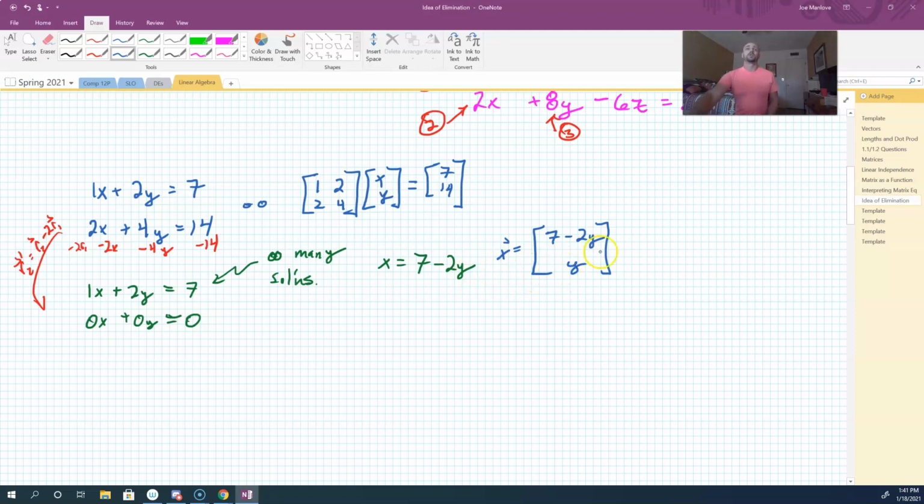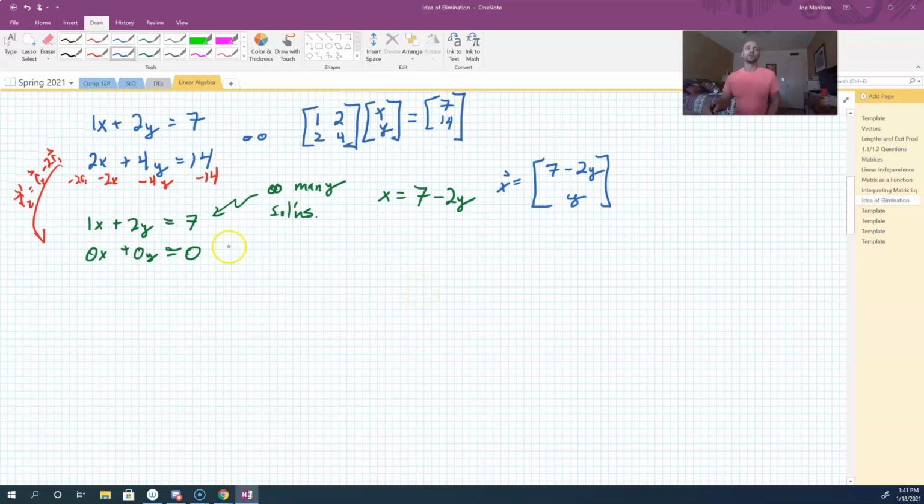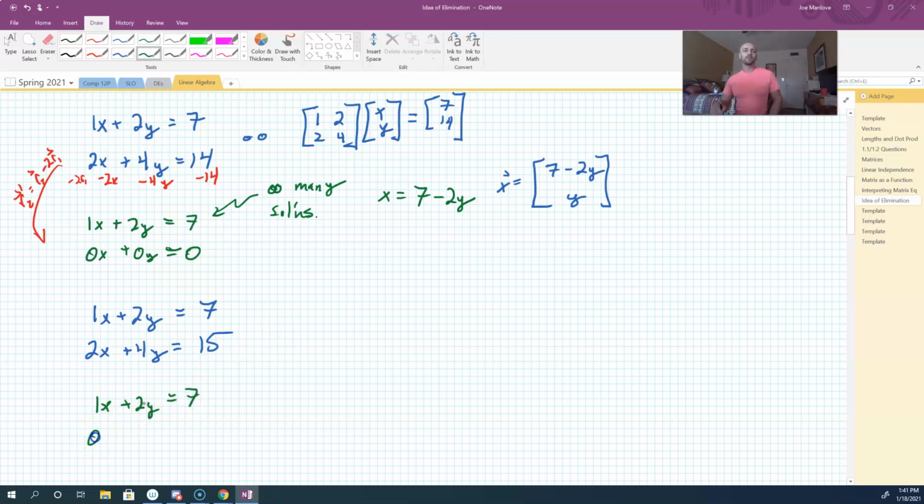All right, the other way in which this could break, I'm just going to use this same system, except I'm going to change one thing. So I've got 1x plus 2y is 7, and 2x plus 4y, and in this case I'm going to write 15. It's just a small change. I'm going to do that exact same elimination step, except now, once I've completed that elimination step, I'm going to have 1x plus 2y is 7, and I'm going to have 0x plus 0y is, well, in this case, I'm going to get 1.